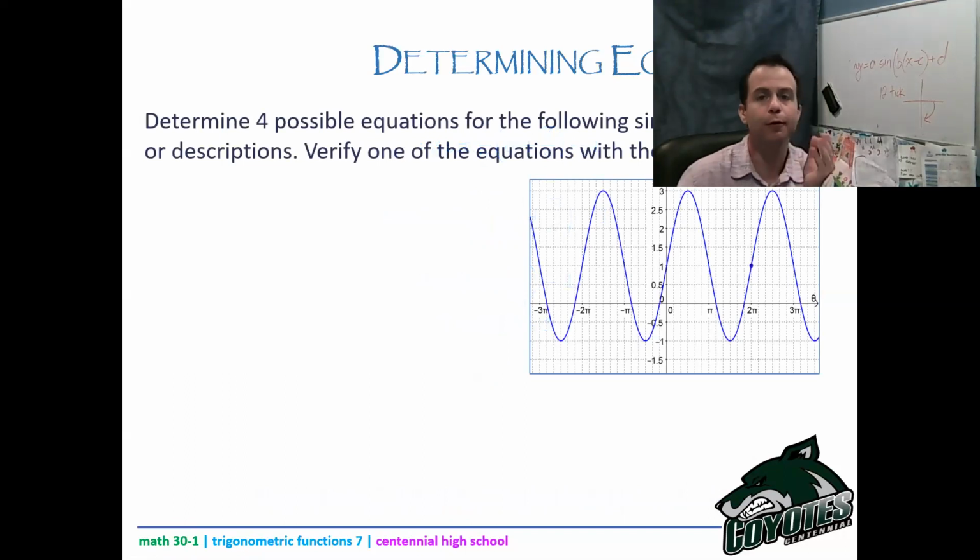Okay, so determine the 4 possible equations for the following sinusoidal graphs or descriptions. So we're looking for a sine equation, a reflective sine equation, cosine, reflective cosine. Those are the 4 that we're going to try. Now, as I go through this slide, I'm going to establish what your parameters are, and then I'll show you all the equations. So pause as you need to, because I want you guys to try this on your own as well.